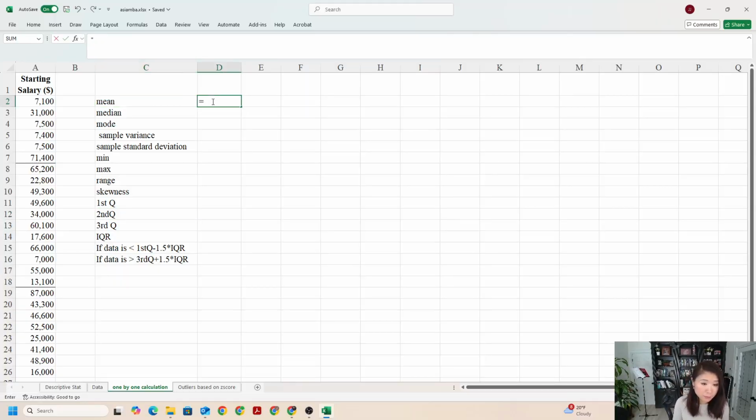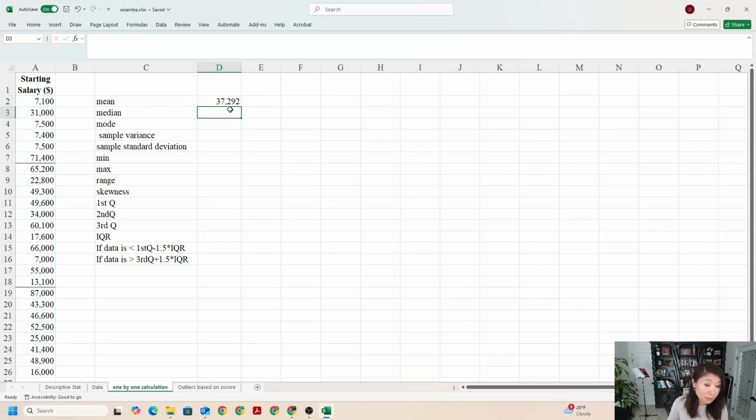Okay, so let's look at the mean. For the mean, we are using the formula called AVERAGE. Something you need to remember: type equals AVERAGE, and then select your data set. Keep in mind, please do not include the title. Once you select it, close the parentheses and push enter. So that is the mean or average of my starting salary.